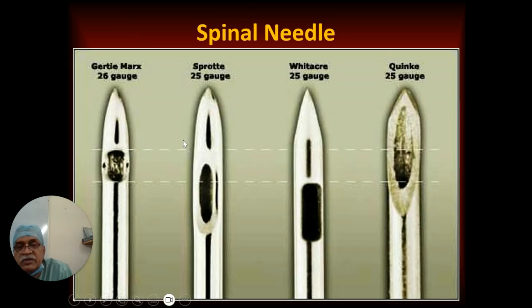Spinal needles are of various types, cutting needles and non-cutting needles. These cutting needles will cause a dural puncture hole, and as a result there is a possibility of post-spinal headache being slightly more. Whitacre and Sprotte are the non-cutting needles, but the eye of the needle is not at the end, it is in the middle. So there is a possibility of the drug being partly deposited in the subarachnoid space and partly outside.